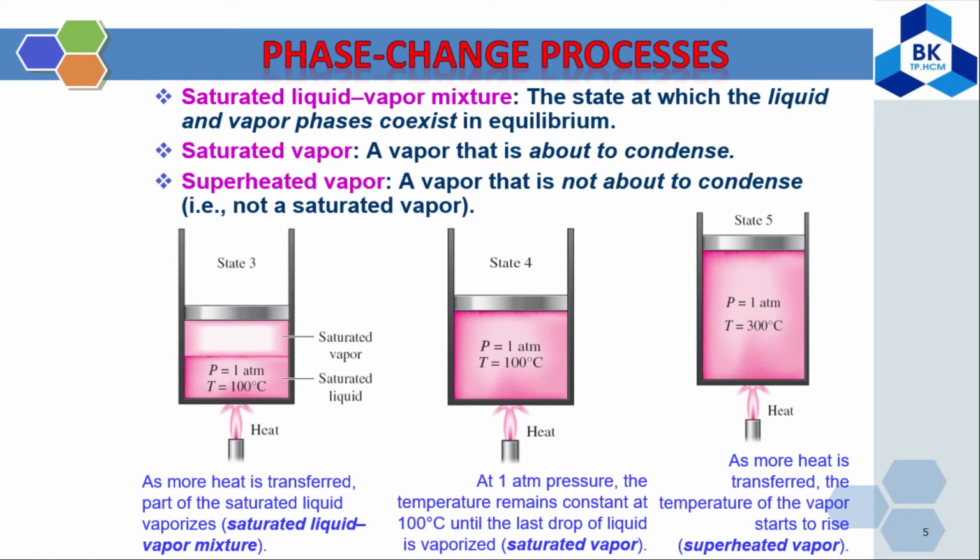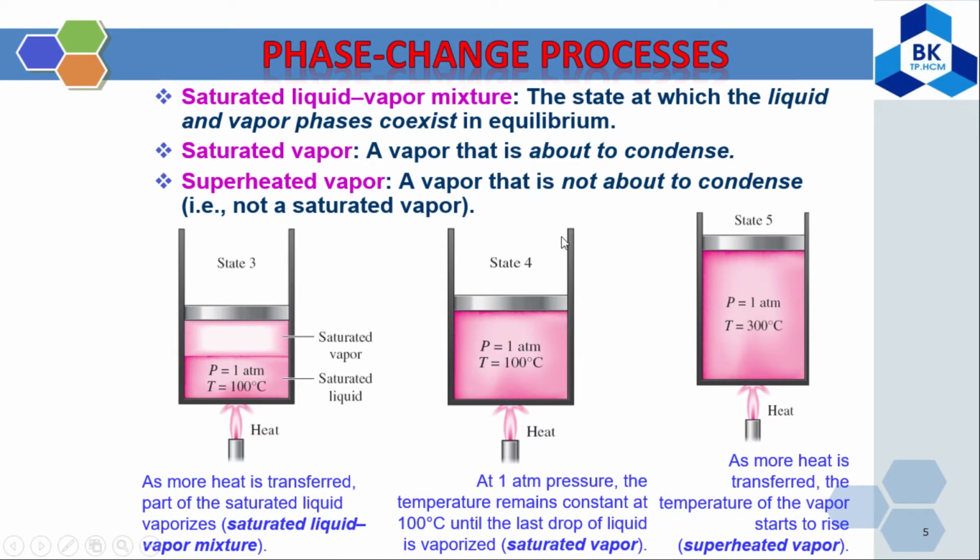Next, when the water starts to evaporate, what we call a saturated liquid-vapor mixture. This is the stage at which the liquid and the vapor phases coexist in equilibrium. That means in stage 3 here, you can see part of it is saturated vapor and part of it is saturated liquid. As more heat is transferred, part of the saturated liquid vaporizes. So we get the saturated liquid-vapor mixture.